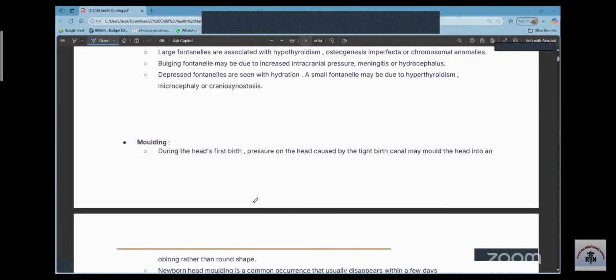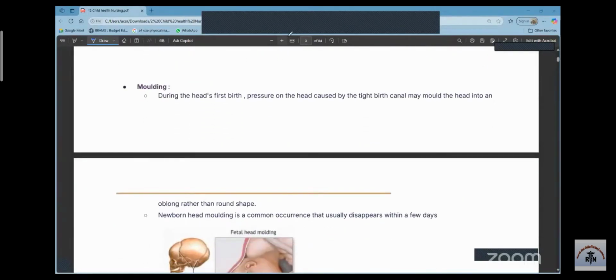Then coming to molding. Molding occurs during head-first birth, that means when the head is going through the delivery canal, through the vaginal canal during delivery. We all know that ossification of the bones has not started in this head. Ossification means the hardening of the fetal skull has not been completed.